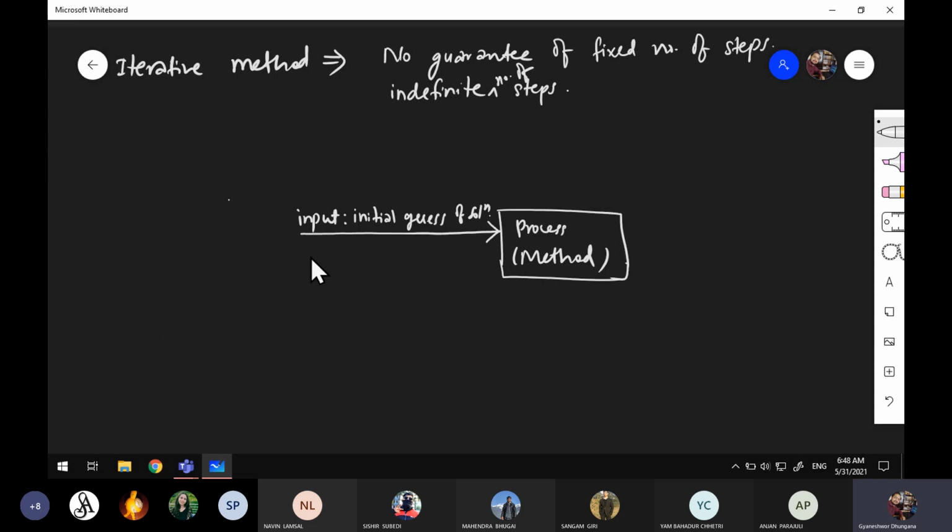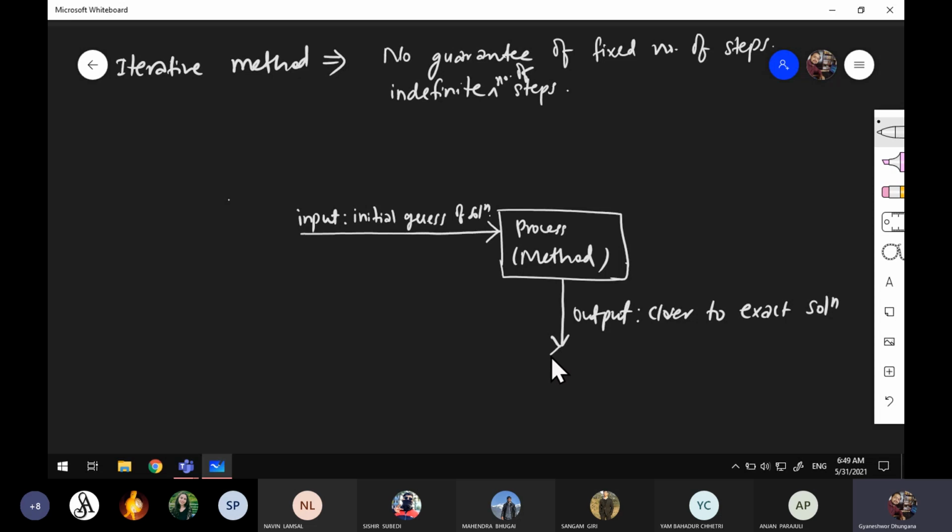After making the initial guess, we will input those initial guesses, which are the approximated values for the solution, to the process. And the process will give us some output. This output given by the process will be closer to the exact solution. Here it was just an approximation, but this output after processing will be closer to the exact solution.